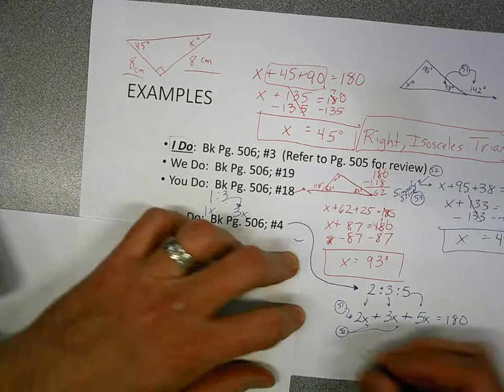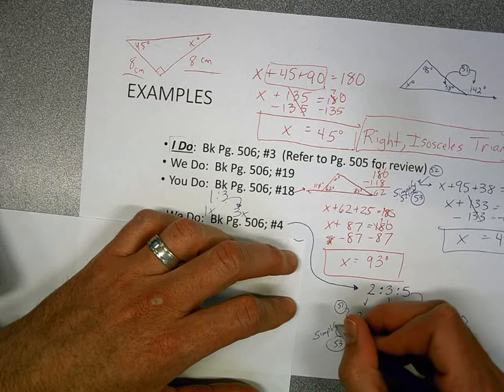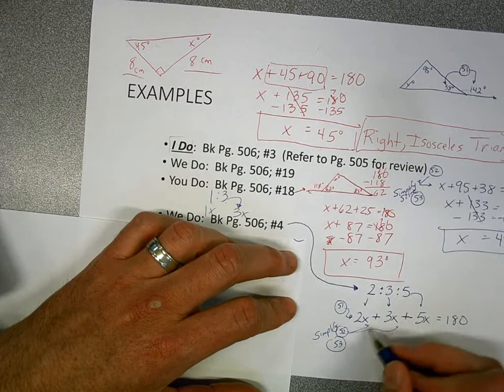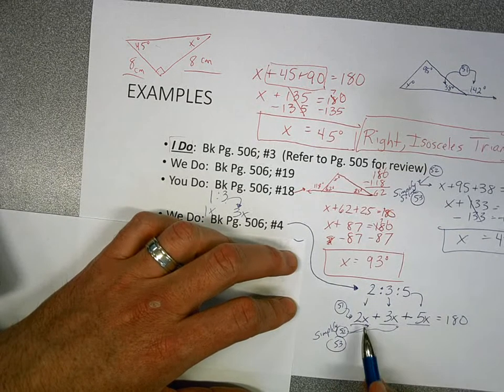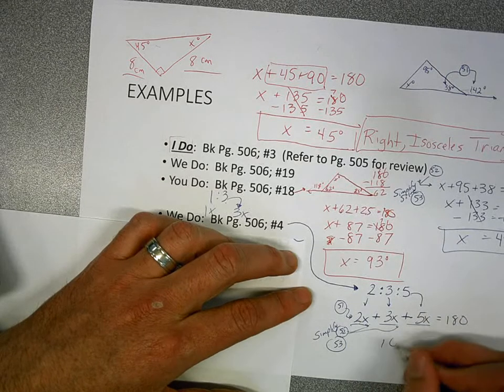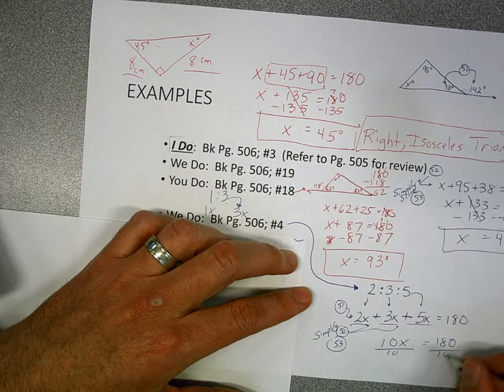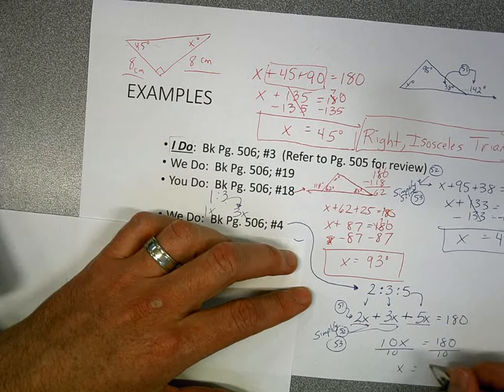Now, step 3 is using this. I'm going to simplify and solve. So, combining like terms on this side, 2x plus 3x is 5x plus another 5x. That's 10x. 10x equals 180. I divide both sides by 10. x is equal to 18.